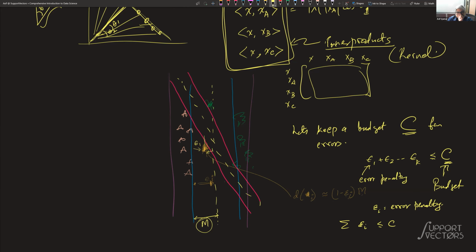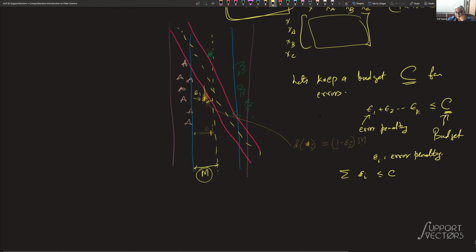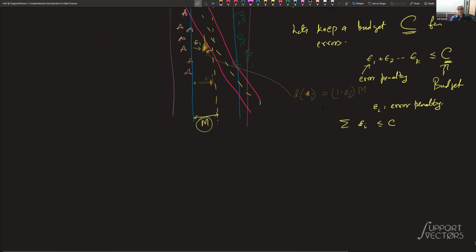Right. So Asif, who will decide what is the value of C? Very good question. Remember, I told you that every model has hyperparameters. The cross-validation will tell us what is a good budget. By looking at how many testing errors we get, we'll have to adapt the cross-validation. We'll have to adapt the C. Now it's a hyperparameter.